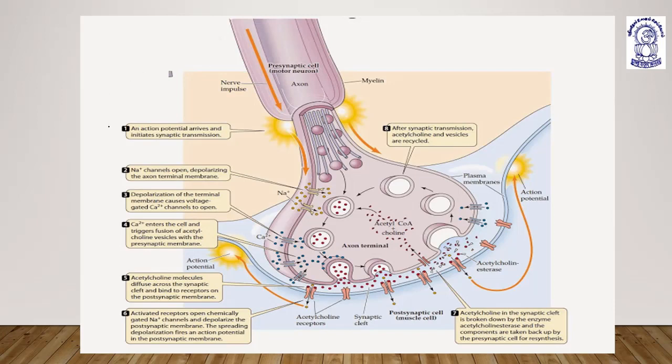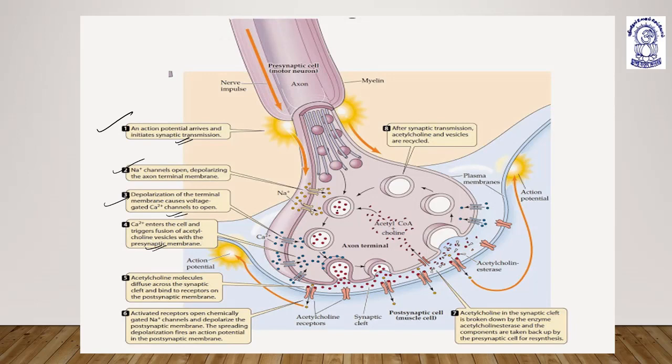An action potential arrives and initiates synaptic transmission. Sodium channels open, causing depolarization of the axon terminal membrane. Depolarization of the terminal membrane causes voltage-gated calcium channels to open. The calcium ions enter the cell and trigger fusion of the acetylcholine vesicles with the presynaptic membrane.